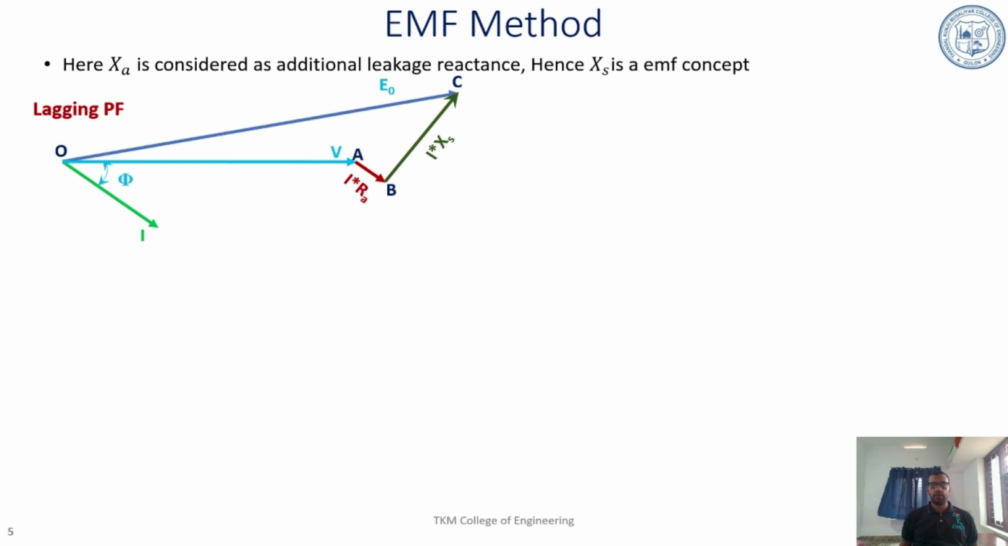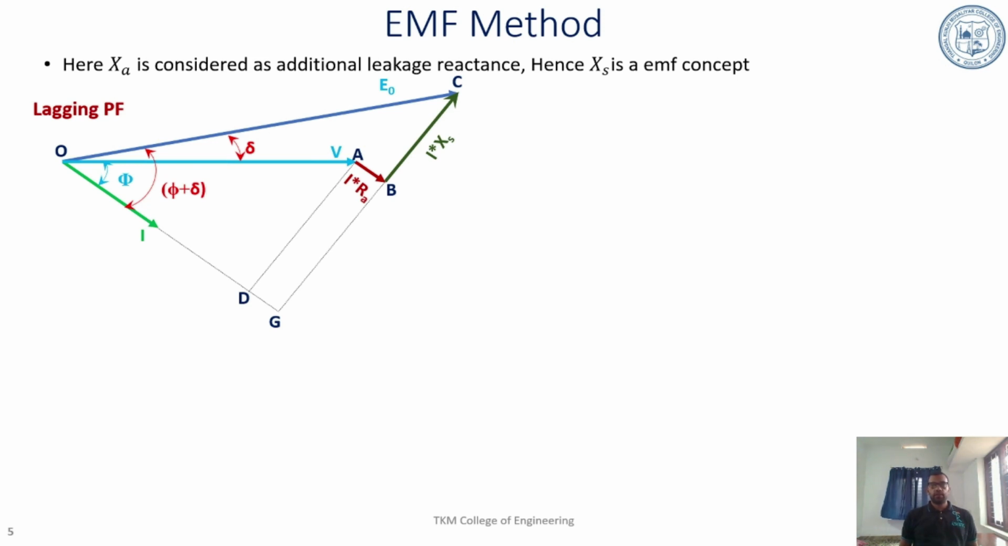That gives no load induced EMF E0. Angle between E0 and V is delta. Angle between E0 and I is phi plus delta. Now let's create two right angle triangles in order to derive the expression for E0. Extending I up to G, then join B and G, which forms a right angle triangle OGC. Then from the tip of A, that is from the tip of V, we can draw a parallel line to BG that will meet at OG at point D. Now we can have two right angle triangle ODA and OGC.